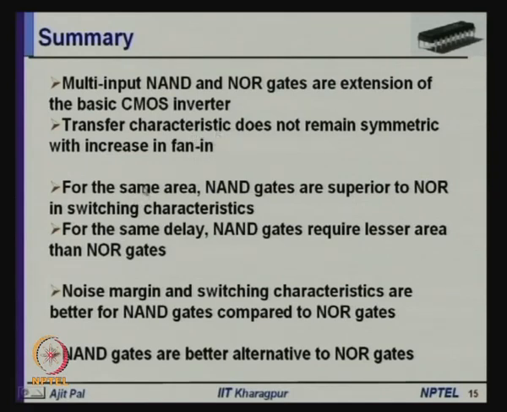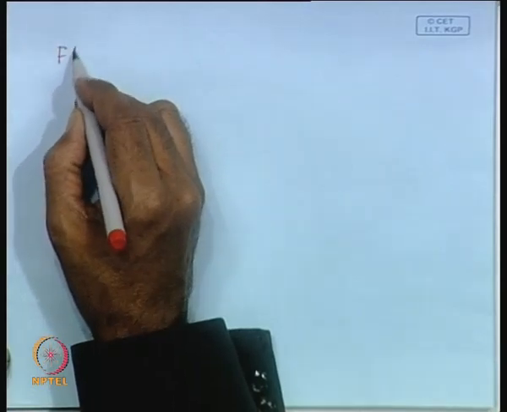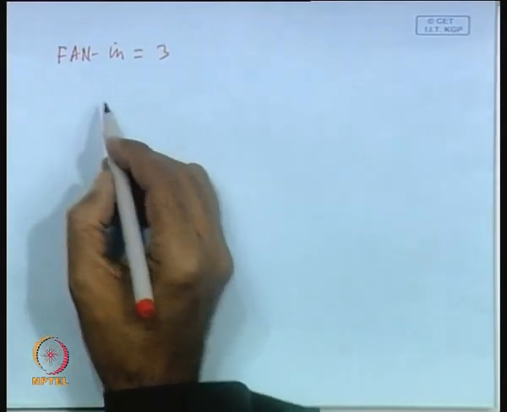Now, the third conclusion is that for the same area, NAND gates are superior to NOR in switching characteristics. Another very interesting point that we can consider: we have seen that the switching characteristic becomes asymmetrical as the fan-in is increased. But say we consider fan-in equal to 3, and let us consider a NAND gate.